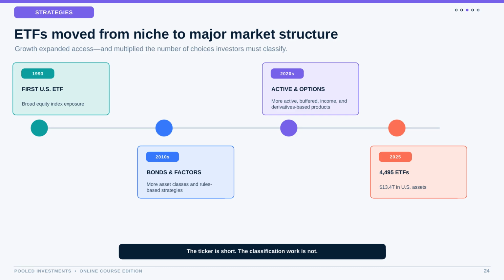An ETF is a delivery vehicle, not a quality seal. The ticker may be short, the prospectus is not. Investors should understand the underlying exposure, trading behavior, counterparty structure, and role in the portfolio.